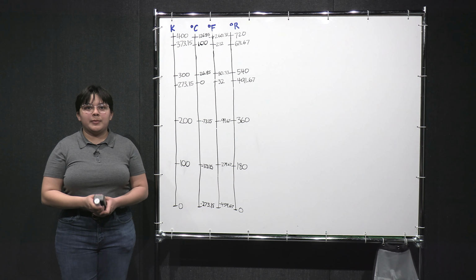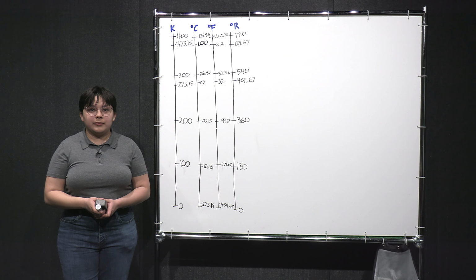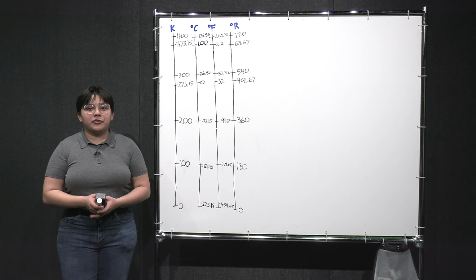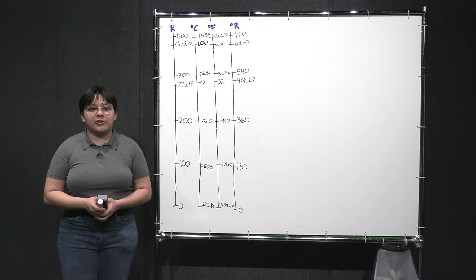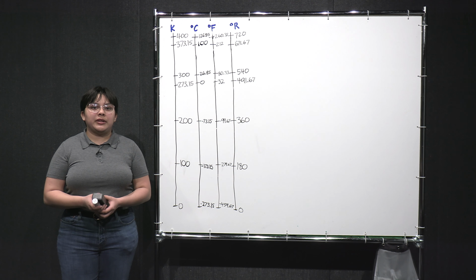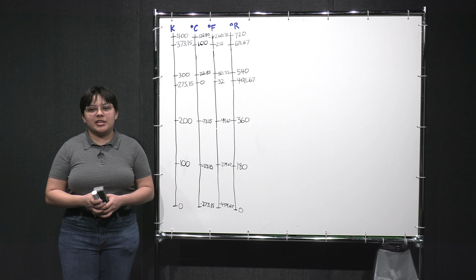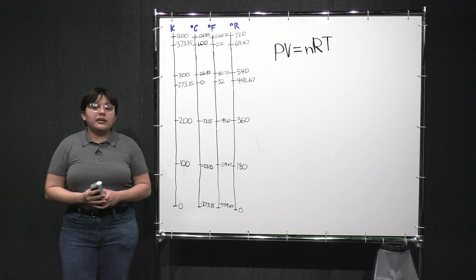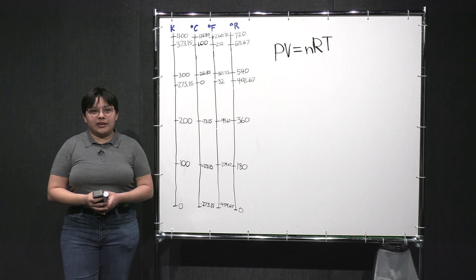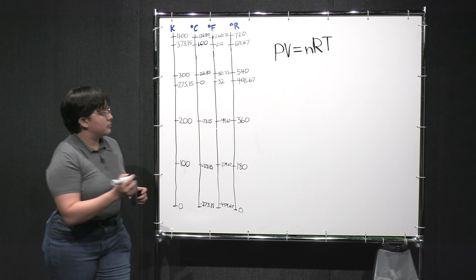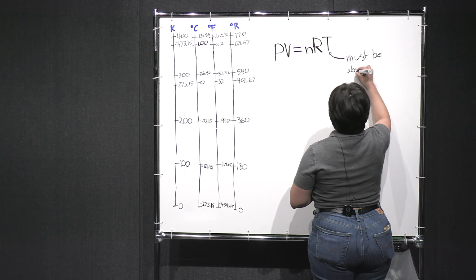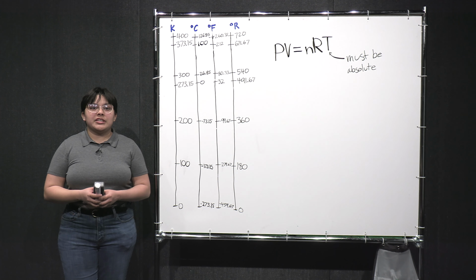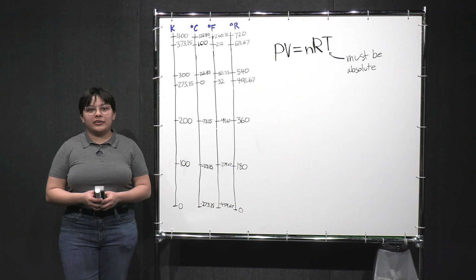Kelvin and Rankine are both absolute scales, starting at the same absolute 0, at which all particle motion stops. We'll cover the ideal gas law in a later video, but for now, you need to know that PV equals nRT, or the pressure times the total volume equals the number of moles times the gas constant times the temperature. This formula only works if your temperature scale starts at absolute 0. Kelvin is used in SI units, and Rankine is used in American engineering units.